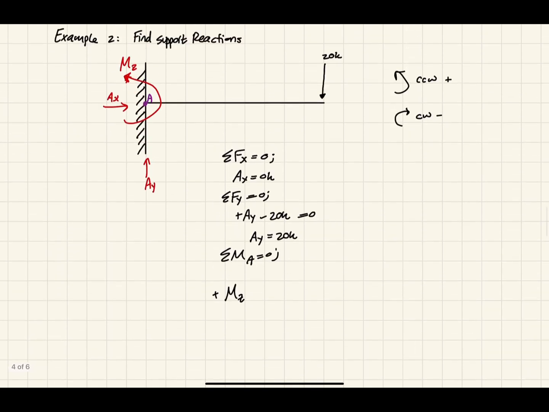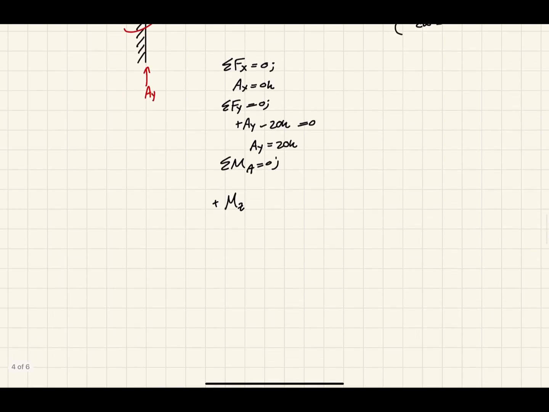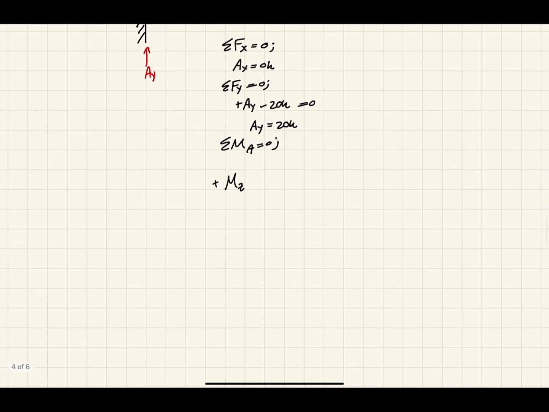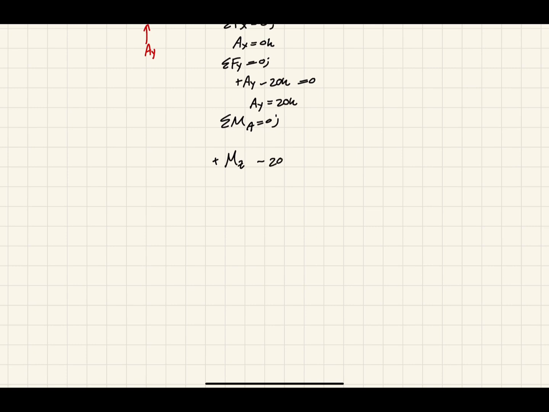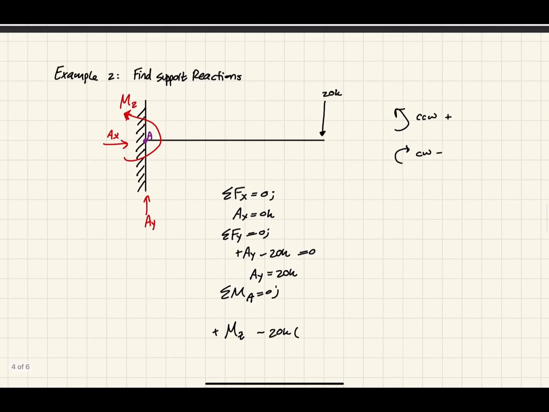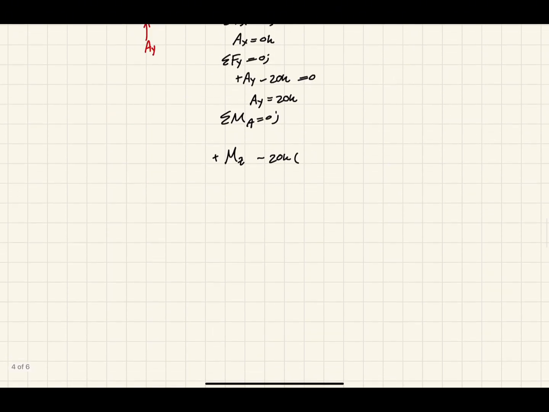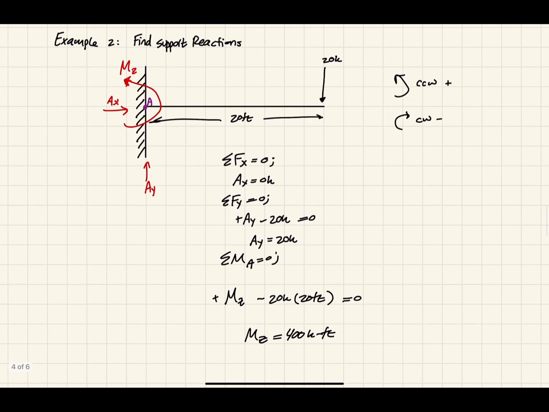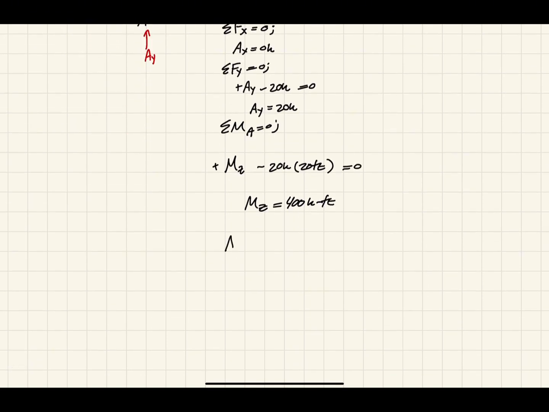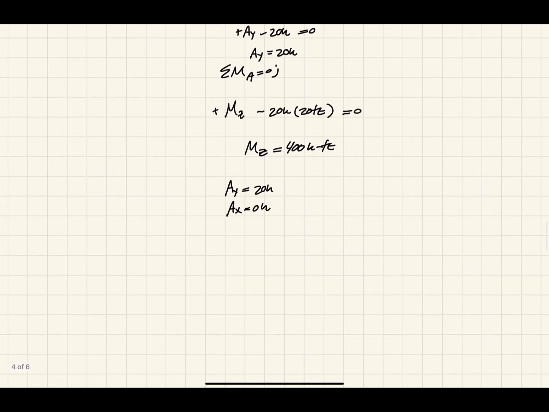So positive MZ, then we have minus 20 kips times the lever arm, which here let's assume 20 feet. So that means MZ is equal to 400 kip feet, which would be our reaction. So our reactions are AY equals 20 kips, AX is equal to 0 kips, and moment is equal to 400 kip feet.